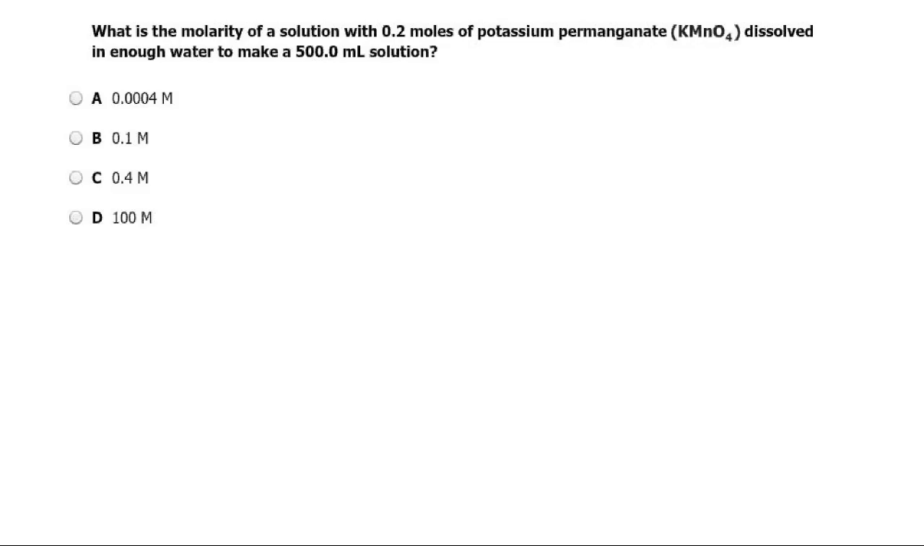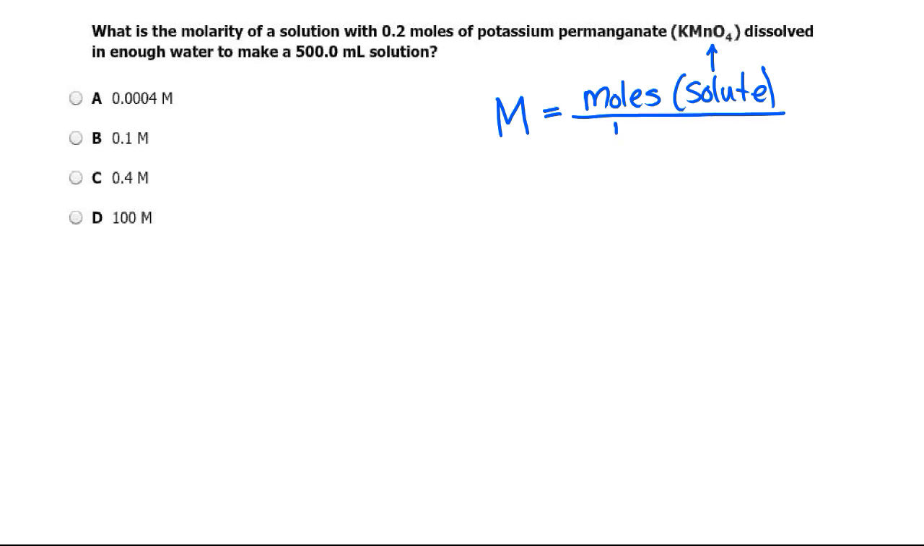This problem is, what is the molarity of a solution with 0.2 moles of potassium permanganate dissolved in enough water to make a 500 milliliter solution? So this is a molarity problem. One of the most important equations to remember is molarity, which is basically the concentration of a solute in a solution, is equal to the moles of the solute, which, by the way, in this case is potassium permanganate, divided by the liters of the entire solution.